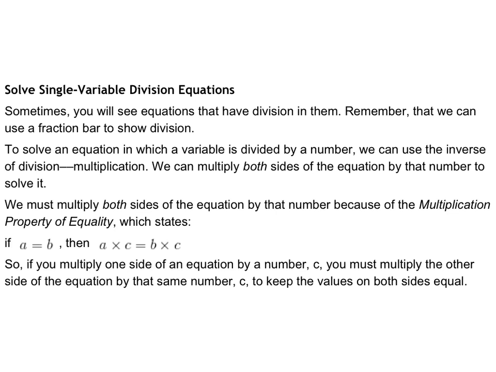We must multiply both sides of the equation by that number because of the multiplication property of equality, which states that if A equals B, then A times C equals B times C. So if you multiply one side of an equation by a number C, you must multiply the other side of the equation by that same number C to keep the values equal.